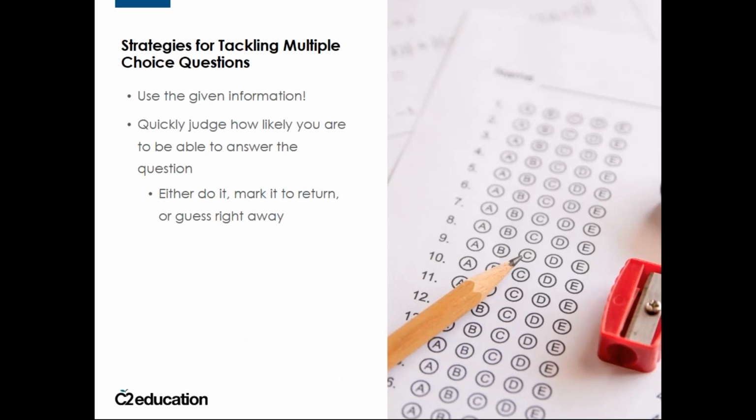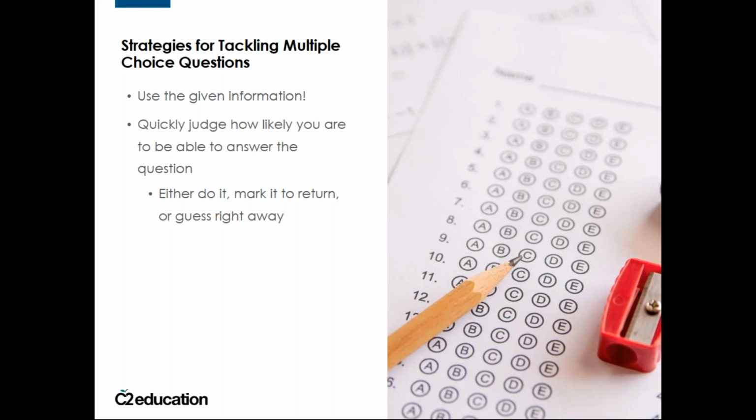One, and I cannot stress this enough, use the information that's given to you. These questions are meant to be solved. They are not meant to be challenging questions that you stare at and don't have an answer to. They are meant to have an answer. So every piece of information they give you is necessary to some degree for the answer. This is not a test that's out to trick you. This is a test that is testing your knowledge, your conceptual understanding of these topics. So make sure that you use all the information that's given to you.